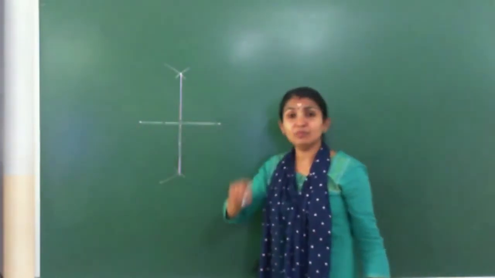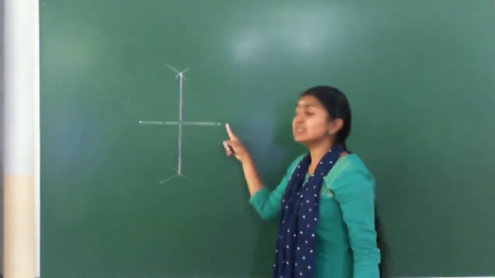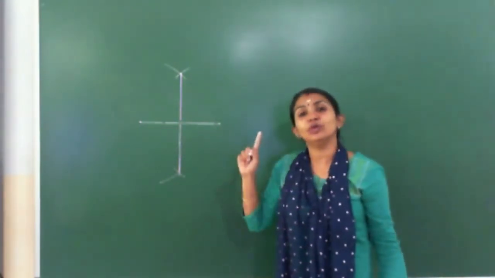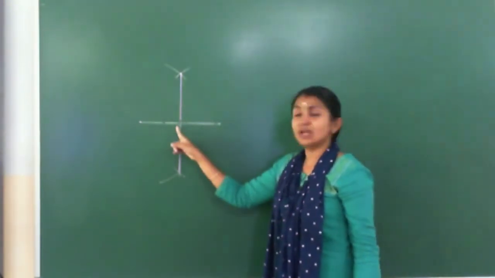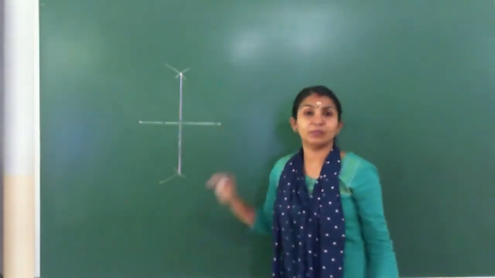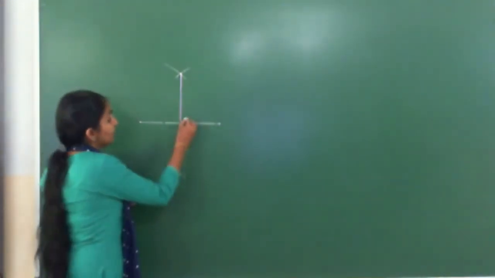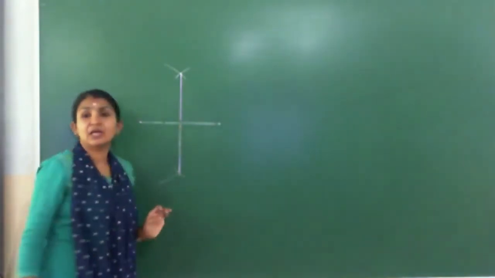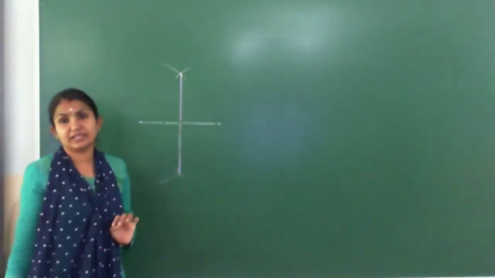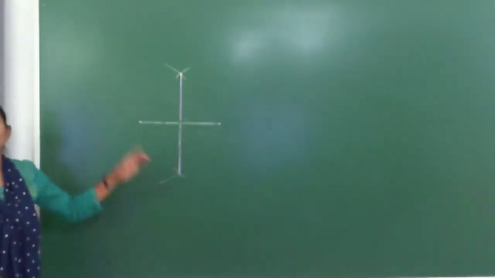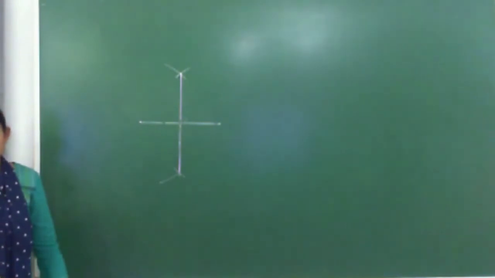Now the important thing is, this perpendicular bisector divides this line segment into 2 equal parts. If it is a 10 centimeter segment, the first half will be 5, the other half will be 5. Both will be 5. The same way, this angle will be 90 degrees, both sides will be 90 degrees. So this is the way we can draw a perpendicular bisector to a given line segment.